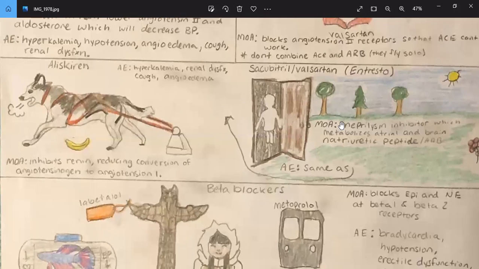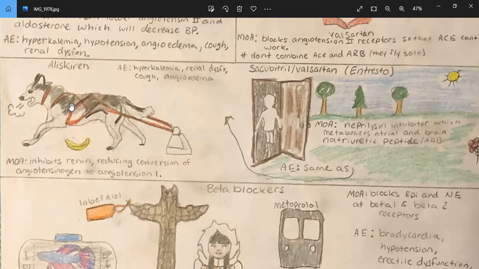So then the next couple drugs were just in a category labeled other. So we have aliskiren, which I thought looked like the word Alaskan. So we have an Alaskan husky. And what this drug, I'm not gonna lie, this is not a great picture, but this drug inhibits renin, which then reduces the conversion of angiotensinogen to angiotensin 1.